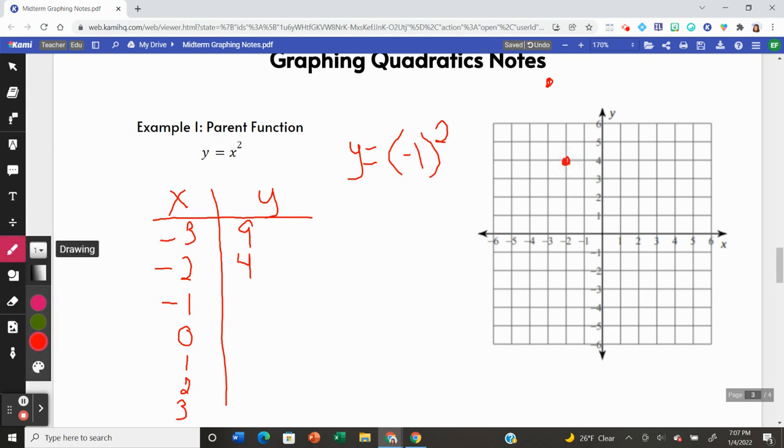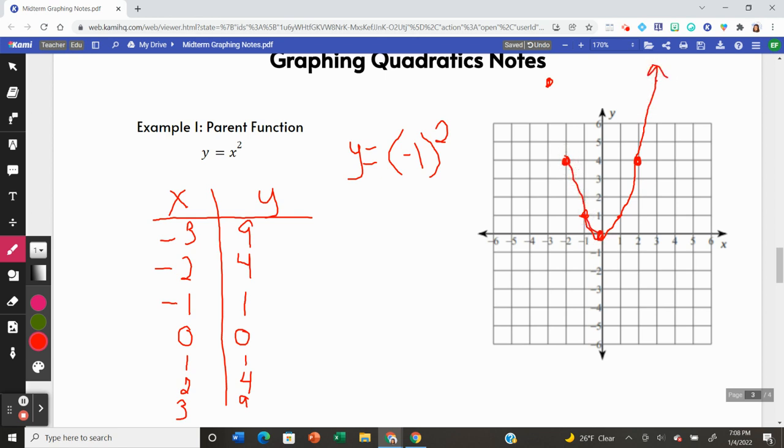-1 squared is a +1. There it is. 0 squared is 0. 1 squared is 1. 2 squared is 4. And again, 3 squared is off the grid at 9. So remembering when you're sketching this time, we need a U, so please make sure that it looks like one. And we should be going through those points.